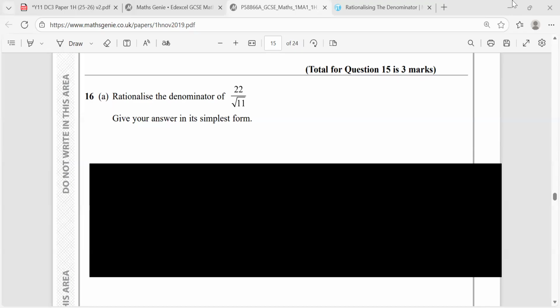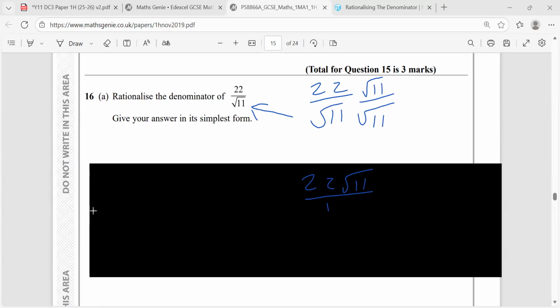Okay, let's go through the answer. So we've got root 11 here. So we multiply top and bottom by root 11. So this becomes 22 root 11 over 11. 22 divided by 11 is 2 root 11. So that is our final answer. All right, I hope that's okay, everybody. Just going to look at chat. Any questions? Anybody not happy with that? All right, well done, Muhsina, and a few other people who've given me the right answers.